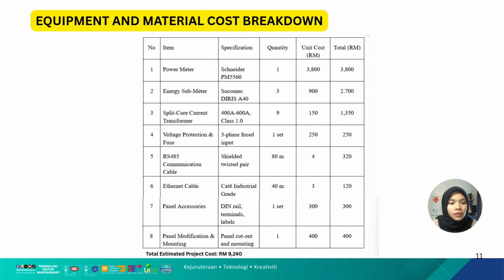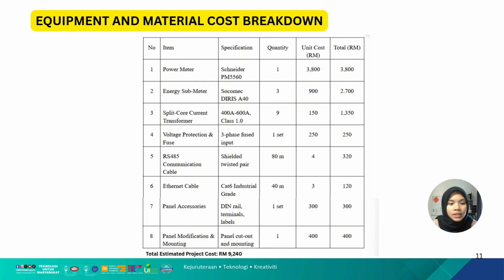Next is the RS485 communication cable. The specification for the item is shielded twisted pair. For this, we only need 80 meters, and the unit cost is 4, and the total for this item is 320 ringgit Malaysia. Next is the Ethernet cable.